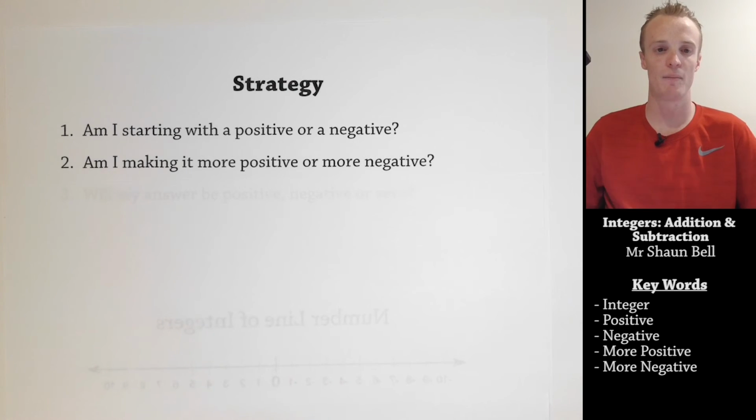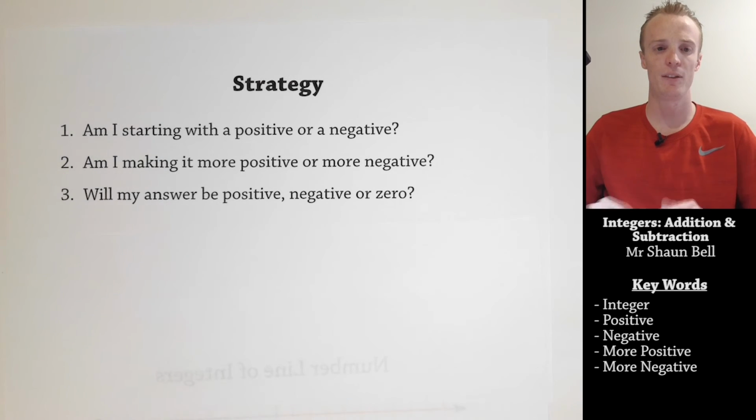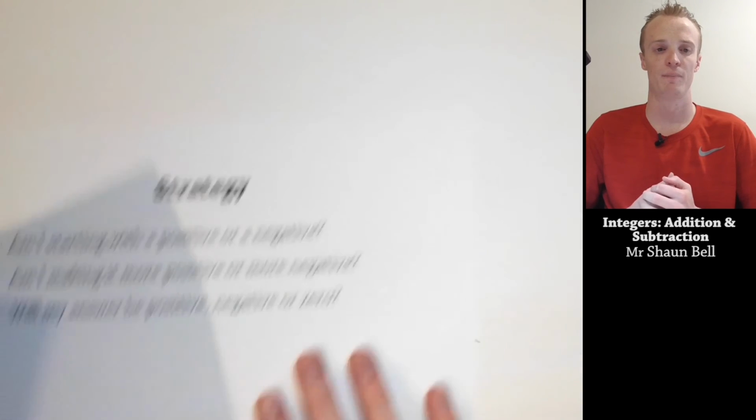In our second step, we need to think about whether we're making it more positive or more negative. This is done by looking at the second integer and applying rules 1 or 2 if necessary. In our third step, it can be good practice to start thinking about if the answer should be positive, negative, or zero. If you do this each time, you will increase your understanding of integers.